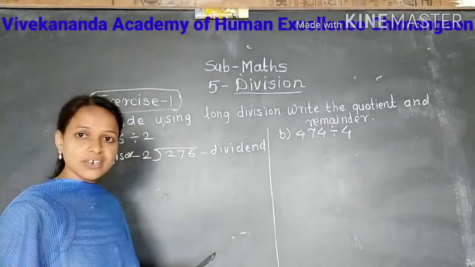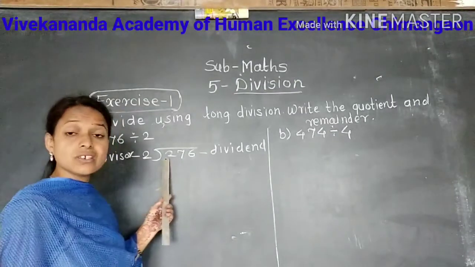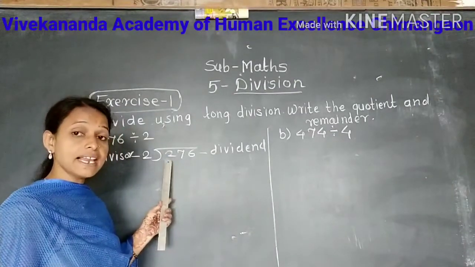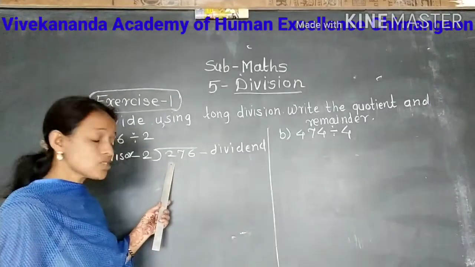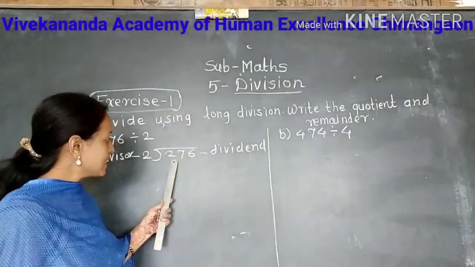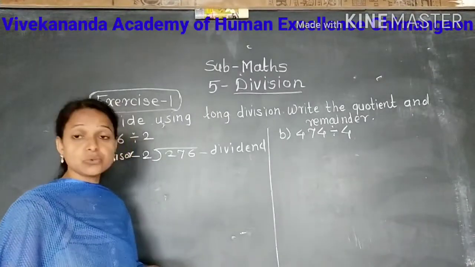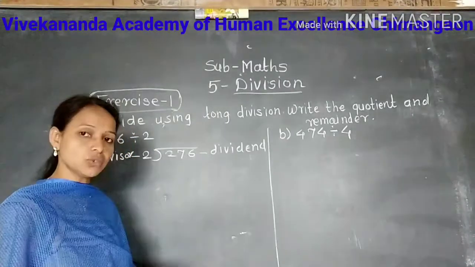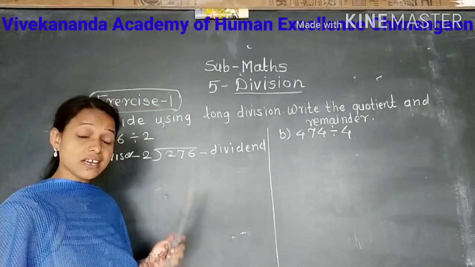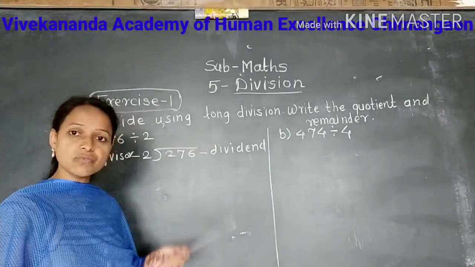Now we will start our division. First, we have to divide the leftmost digit. The leftmost digit is 2, so we will divide 2 by 2. Now you know that 2 is stable. 2 ones are 2. 2 is a multiple of 2.